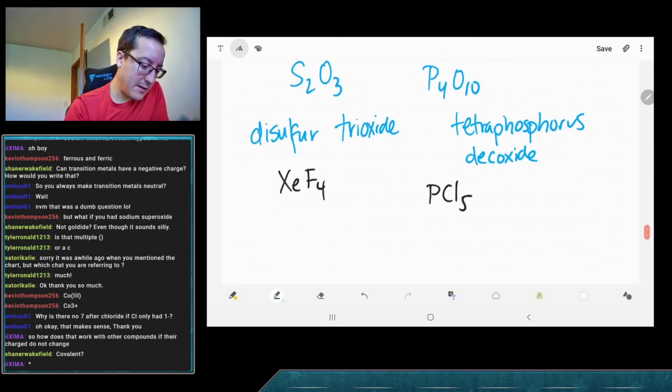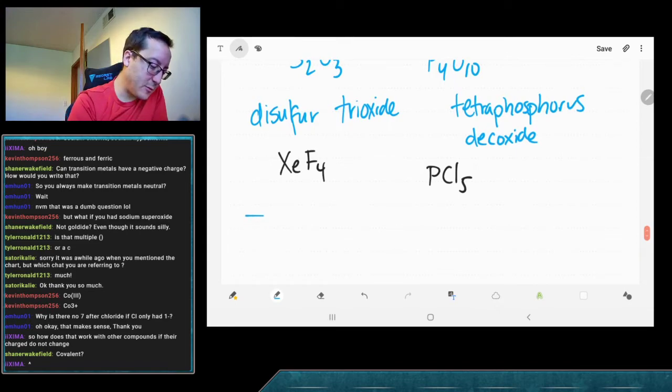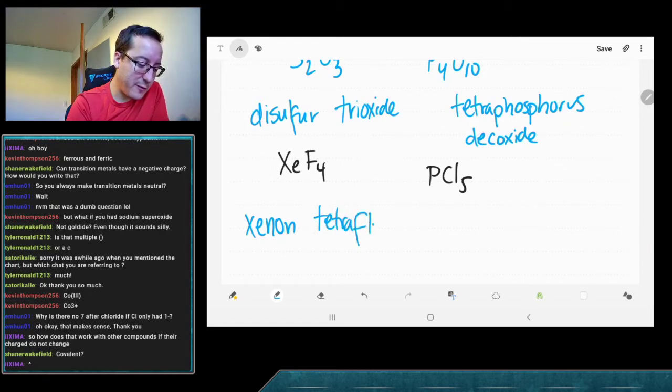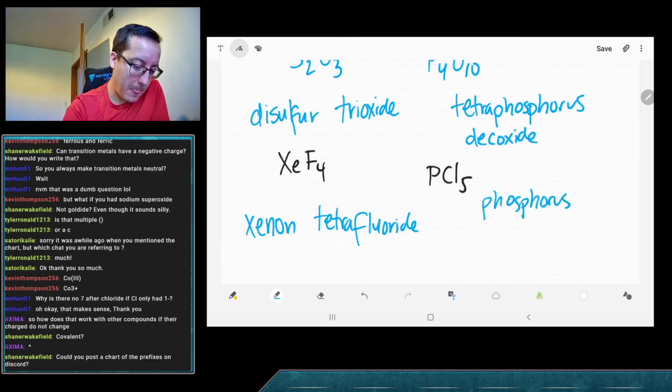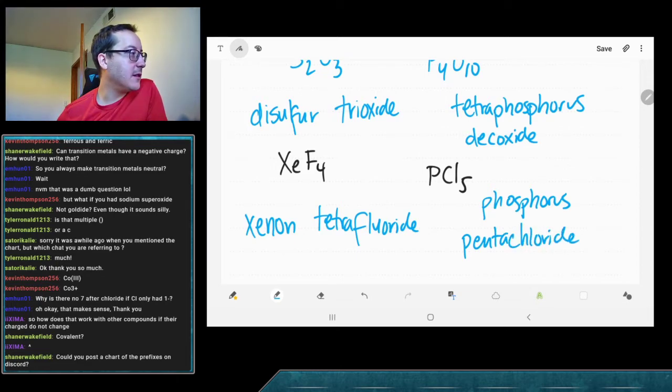Throwing out more examples here. Remember, we don't start a name with mono, so we're just going to start with xenon. And then now we will do our prefix for fluoride. And same thing here, phosphorus, pentachloride. Easy, easy, easy.